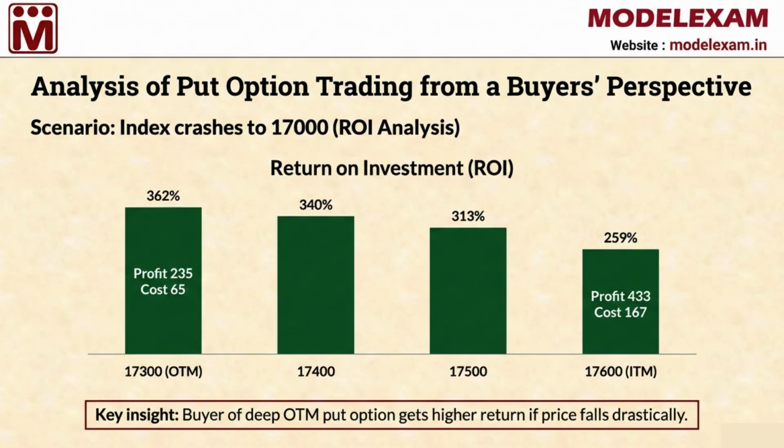When we compare the return on investment for this market crash scenario, we find a very interesting insight. The buyer of a deep out of the money put option gets a much higher percentage return. The 17,300 strike gives a return of 362%, while the 17,600 strike gives a return of 259%. Even though the in the money option made more total profit, the out of the money option was more efficient relative to its cost.